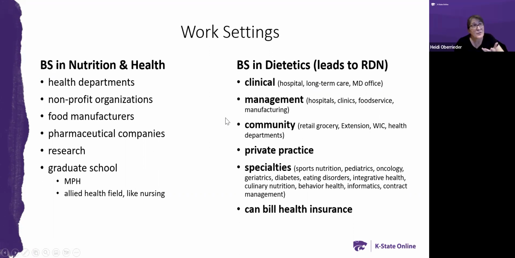It used to be when I first earned my credential, we were in the hospital setting. That was pretty much it. And just over my short lifetime, we're everywhere. We're in management positions. I was a retail dietitian for a while. I worked for Hy-Vee. So there's all kinds of places dietitians go. And in fact, a lot of dietitians work in private practice. So they can have an office just like a doctor has an office, and they can see patients that way. We do specialize in different things. And of course, that's for a whole other webinar, but there are some specialties available within dietetics.